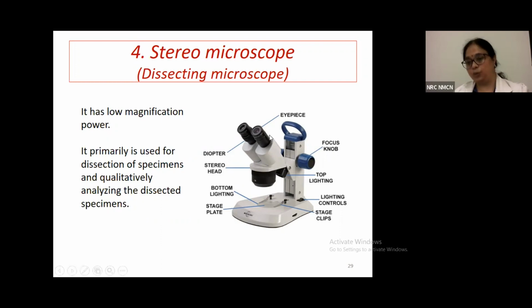And basically, it has two eyepieces. This is the stereo head, and it has two light sources. One is the top lighting source, and the other is the bottom lighting source. This is different from that of a compound bright field microscope, in which we have only a single light source from the bottom. Here we have two light sources, and this is the objective, but the power of this objective is very low, so that overall total magnification is very low. Therefore, it is primarily used for dissecting of specimen and analyzing them.